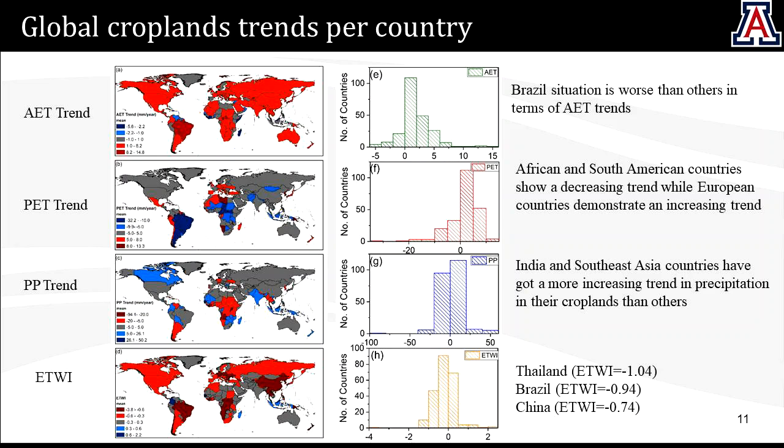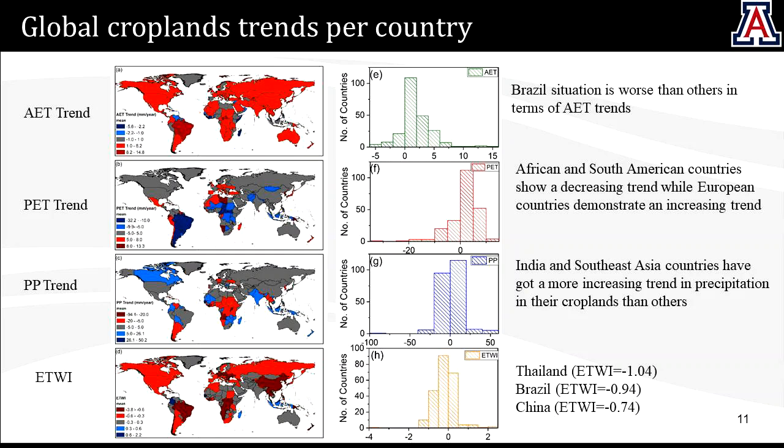Most of the countries except those in Southeast Asia and a few others show an increasing AET trend in croplands. Among those, Brazil has the largest AET trends. For PET, most African and South American countries show a decreasing trend, while European countries demonstrate an increasing trend. India and Southeast Asia countries show the largest positive trends in precipitation for their croplands.